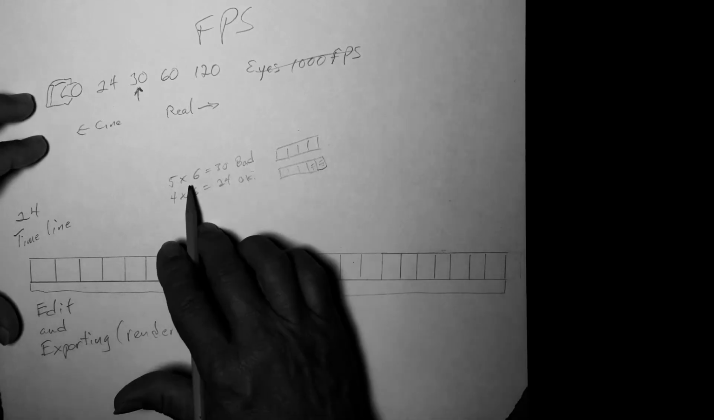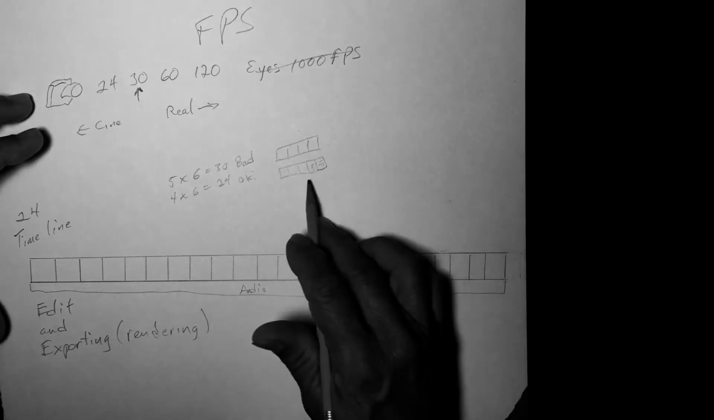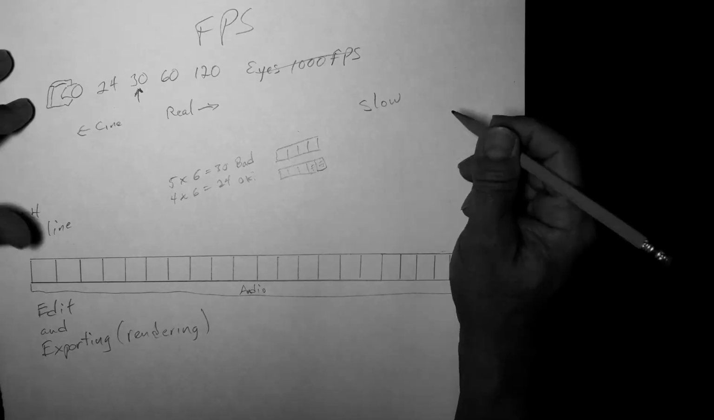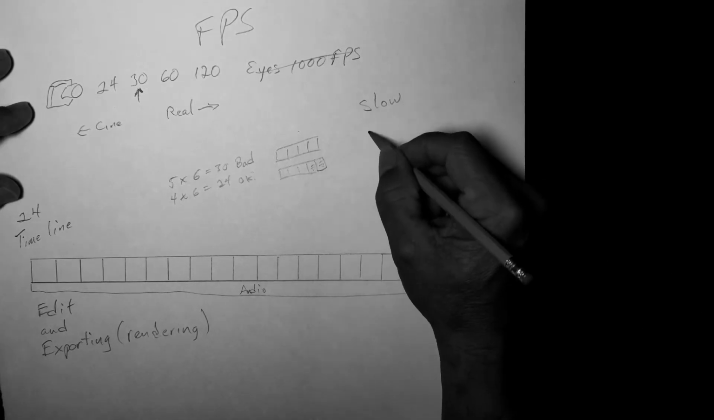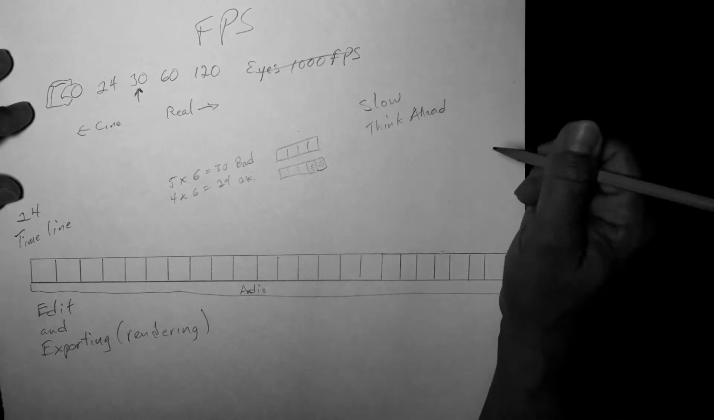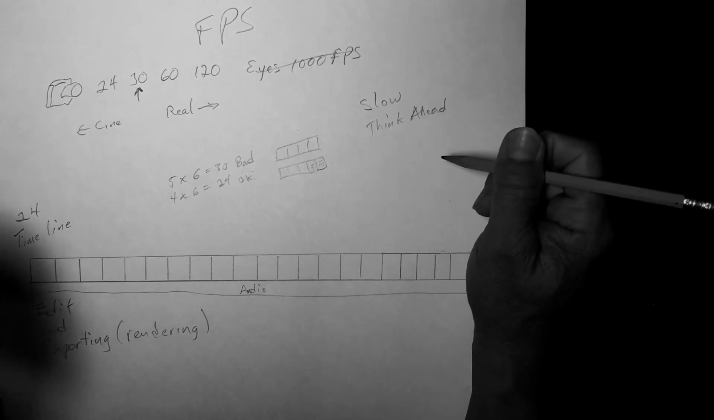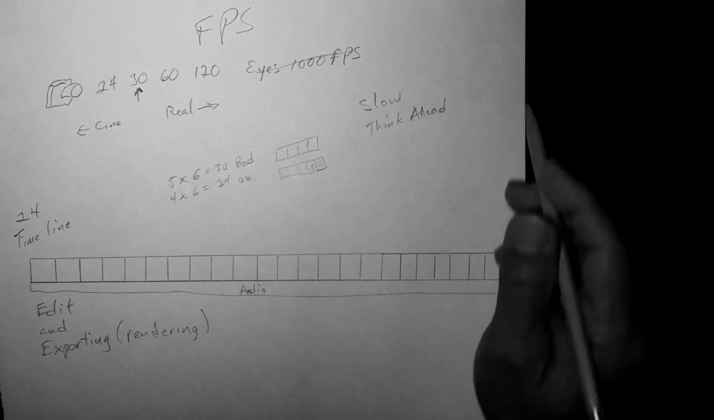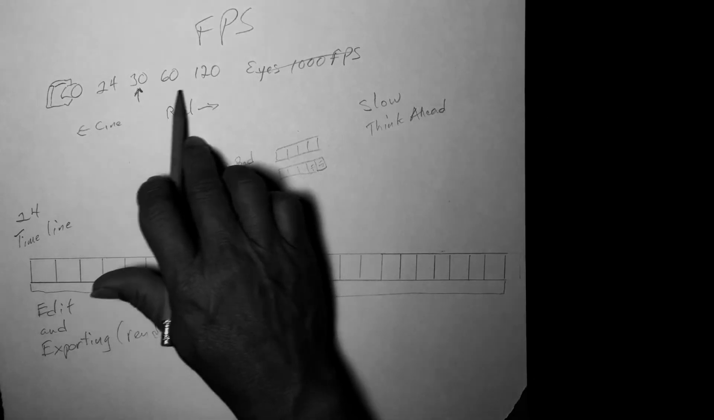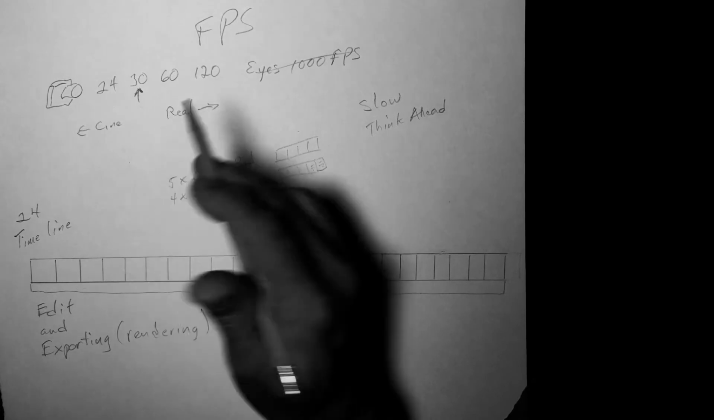Because you're losing a frame. This one is just adding a frame. Now, the slow motion. What we need to do is think ahead and know which scene you're going to do in slow motion, because that one you're going to have to film at a higher frame rate if you want a smooth slow motion.